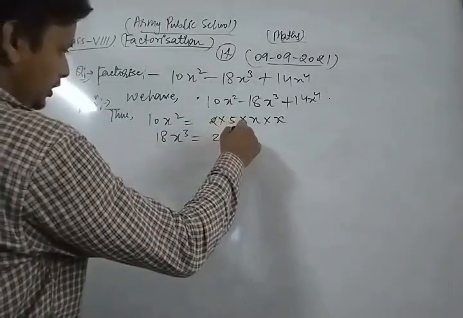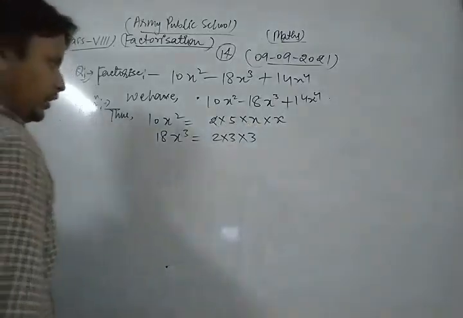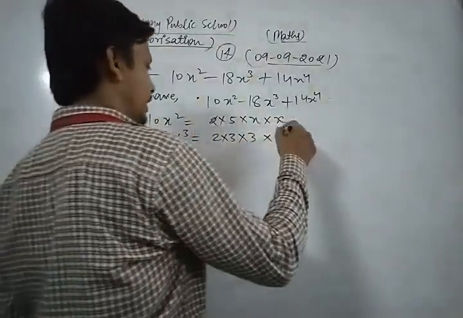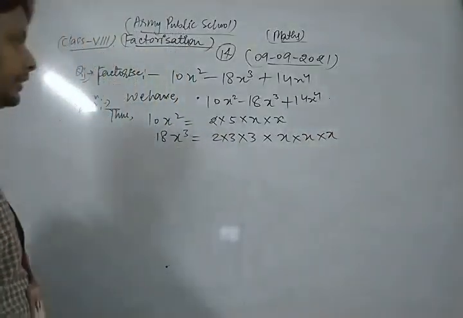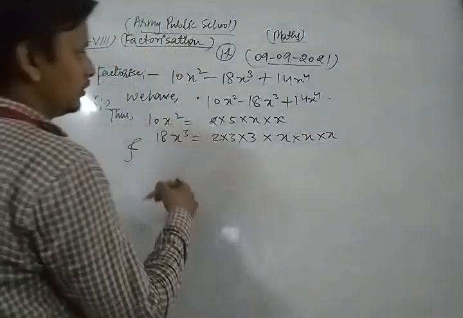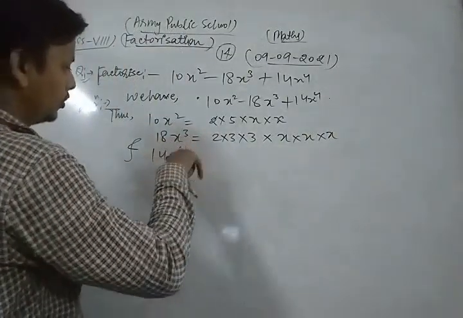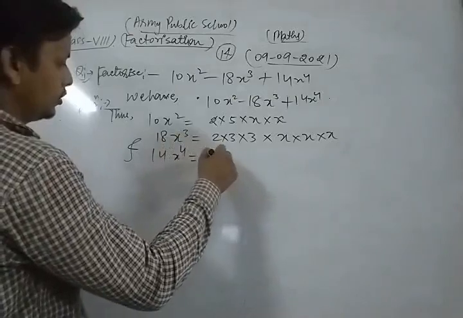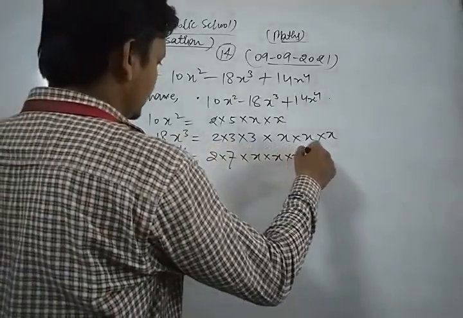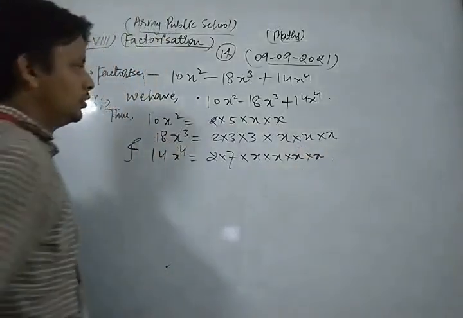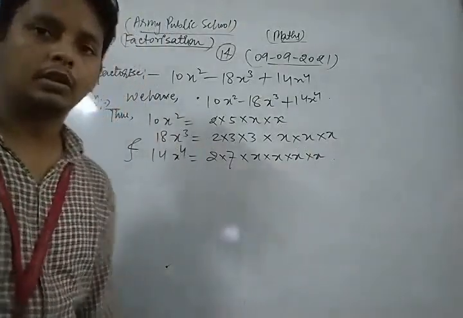2 into 3 into 3 into x into x into x. x is 3 times, we can write x into x into x, and we take 14x to the power 4. So we can write 2 into 7 into x into x into x into x. So first of all, we do this operation on each term.